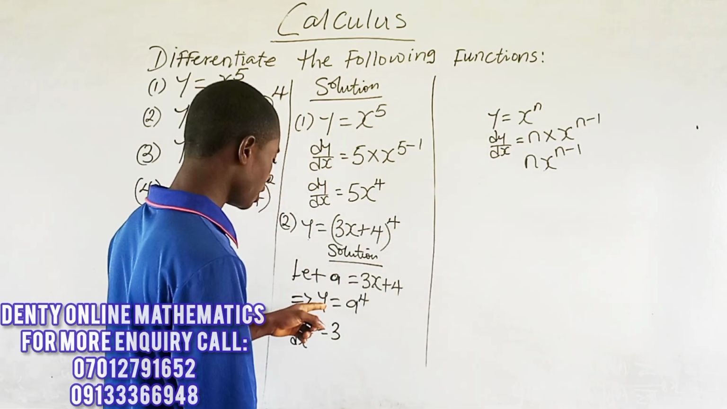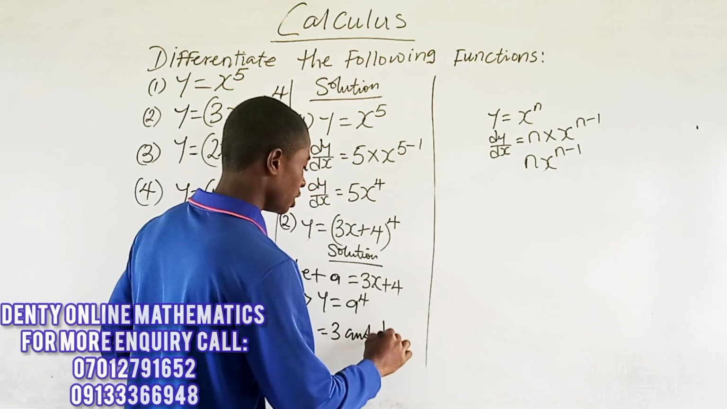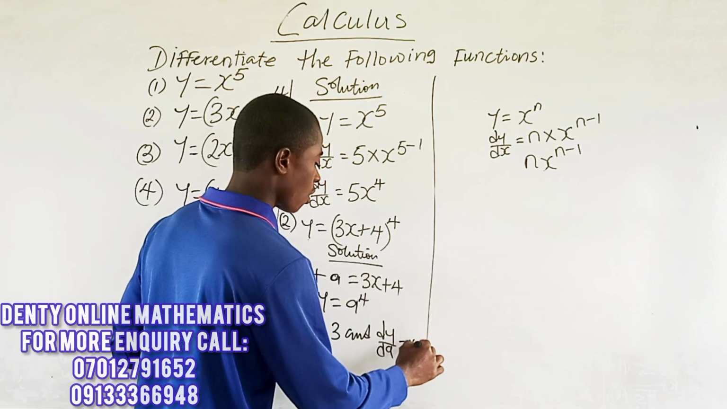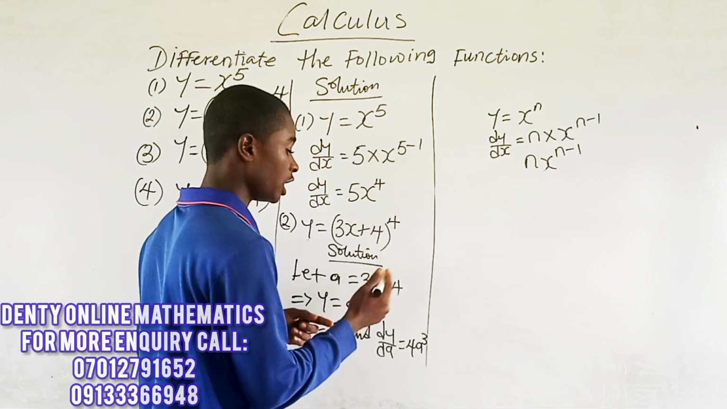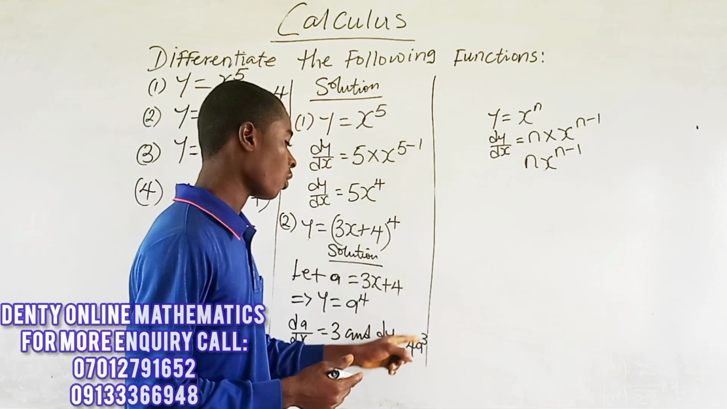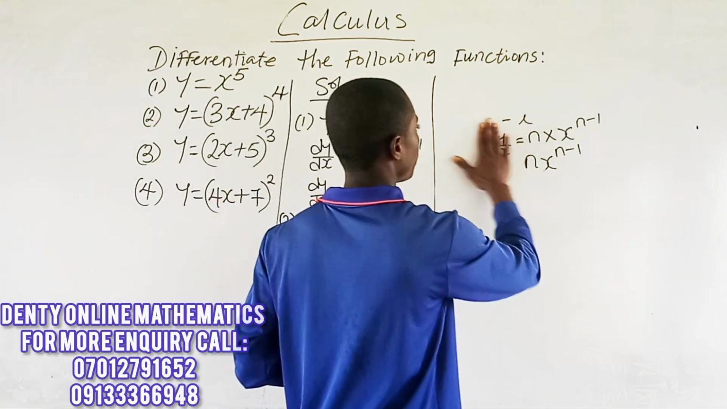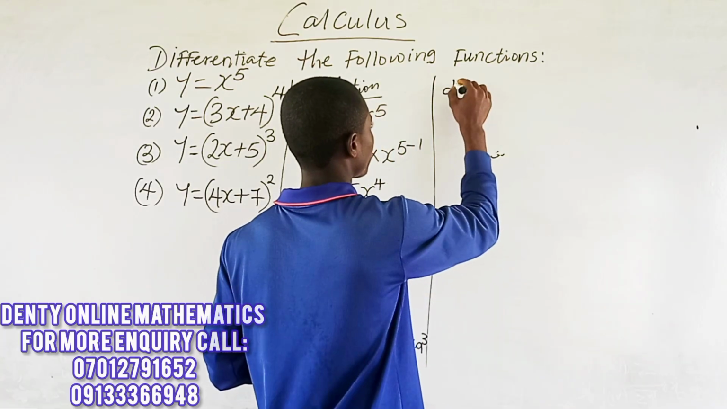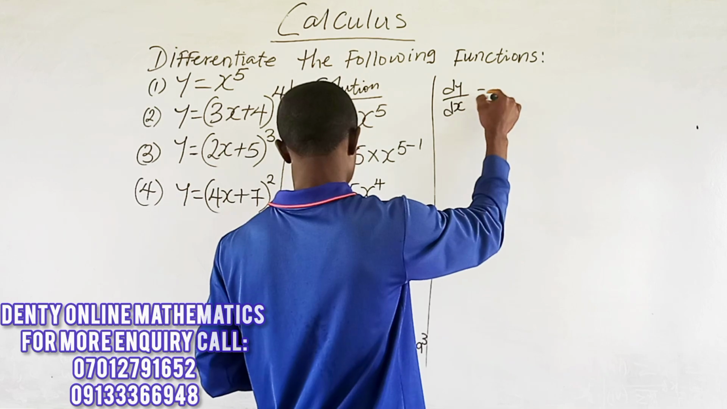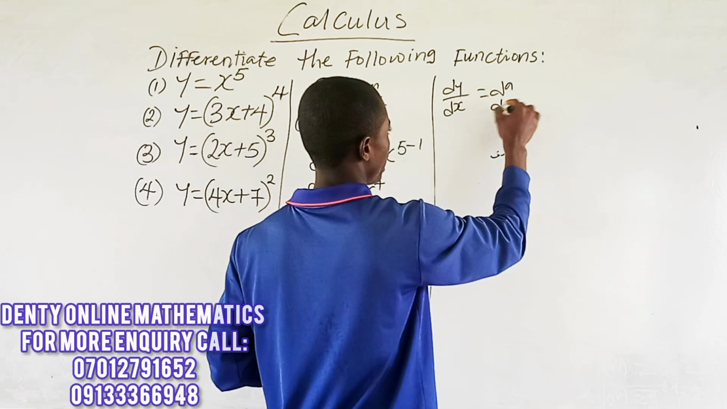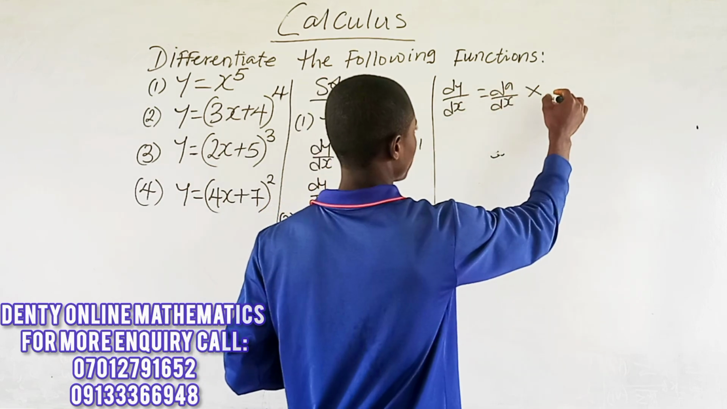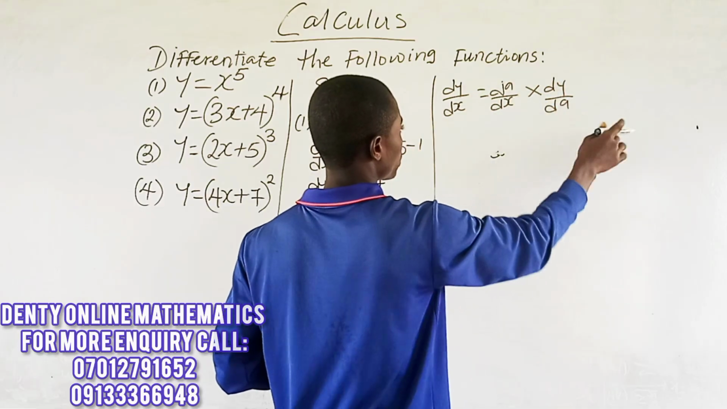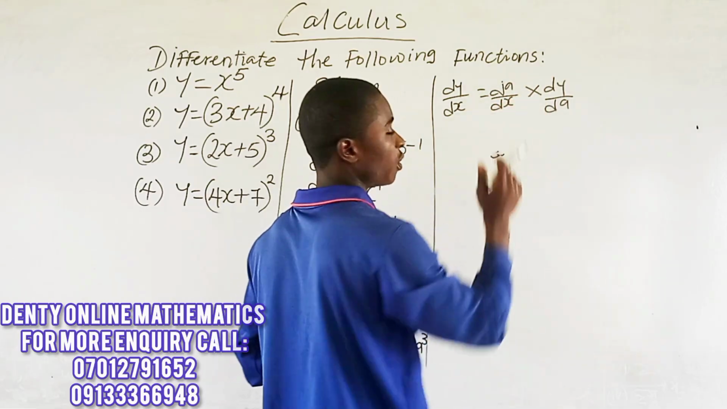3. Now let's differentiate the next one, dy over da. The dy over da will give us what? 4a power 3. If you differentiate a power 4 using the same rule, it is 4a power 3. Now, completing this, we will say dy over dx is equal to da over dx times dy over da, so that the da will cancel out, and we are still going to have dy over dx.